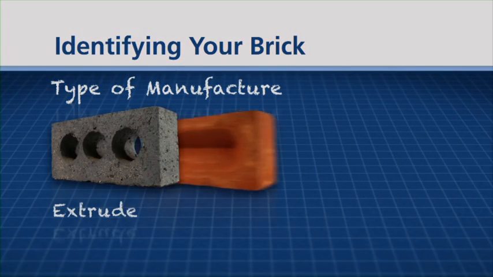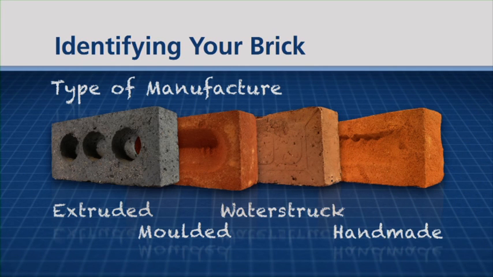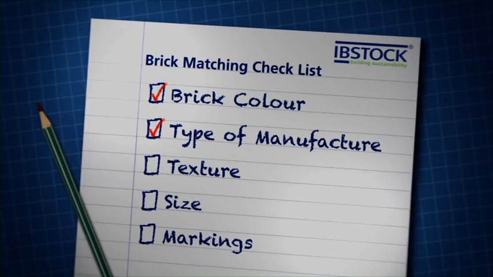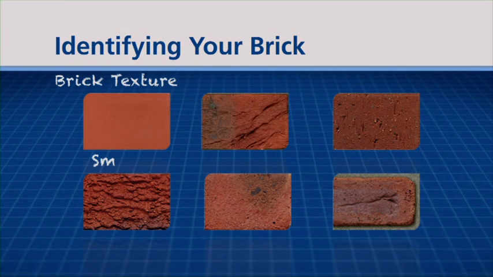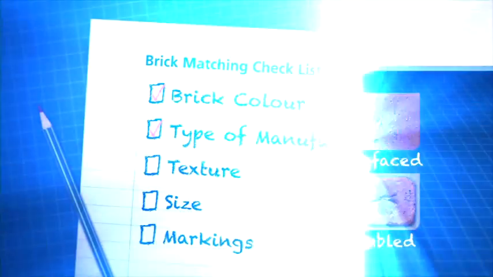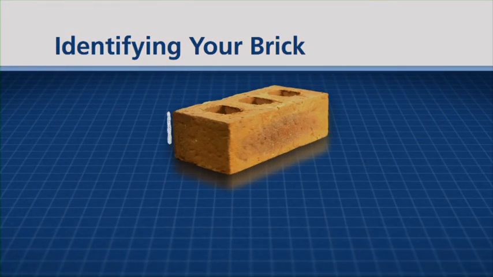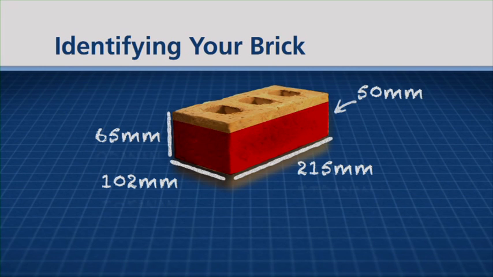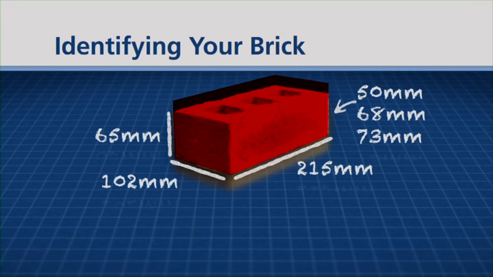The type of manufacture: extruded, moulded, waterstruck or handmade. Format: perforated, frogged or solid. Texture: consider what texture the brick should be: smooth, creased, drag-faced, rusticated, sanded or rumbled. Size: bricks are made in a number of sizes, the standard one being 215 by 102 by 65 mm. Some products are also available in heights of 50 mm, 68 mm and 73 mm.